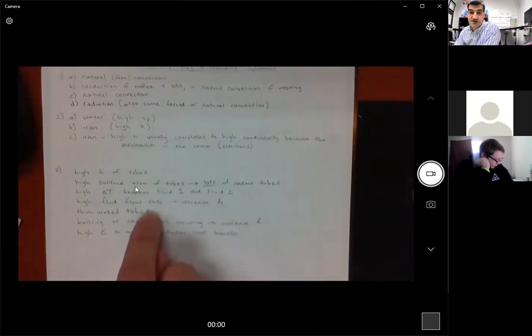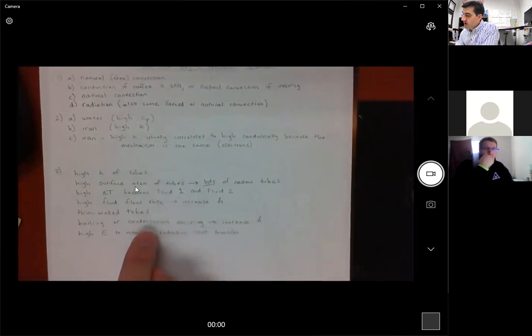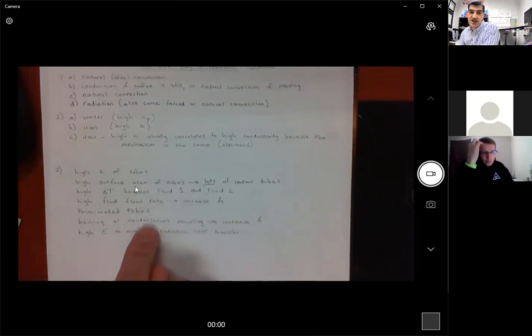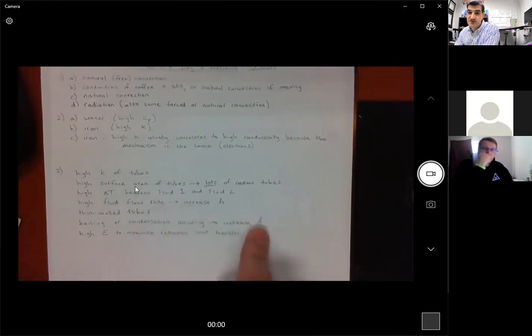And thin-walled tubes: if you look at the conduction equation, there's a delta X. That's the thickness of the tubes. So a thinner tube is going to allow for greater conduction heat transfer. And if we can get a phase change to happen, boiling or condensation, then that's going to increase our convection heat transfer coefficient, script H, even more.